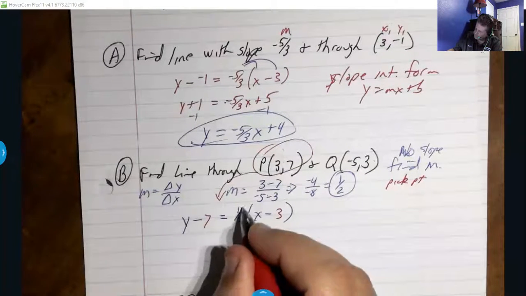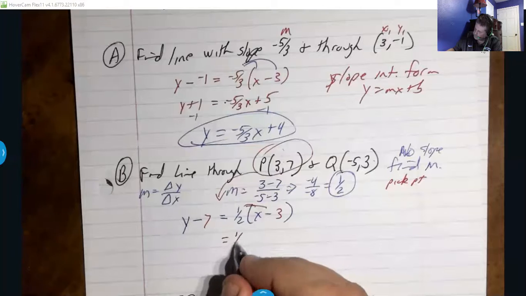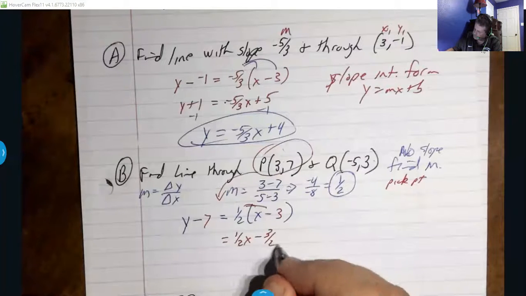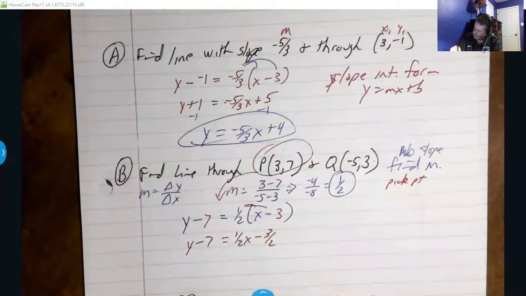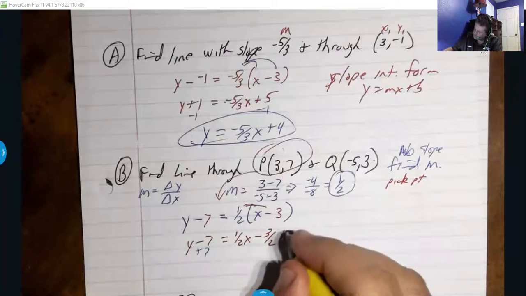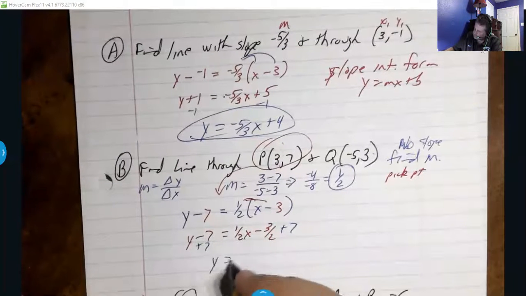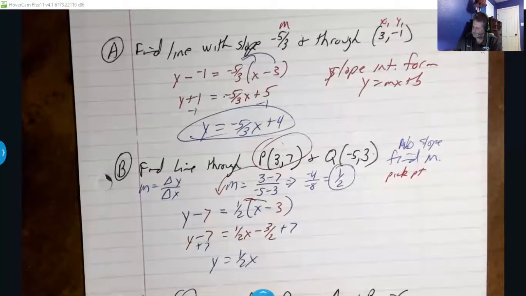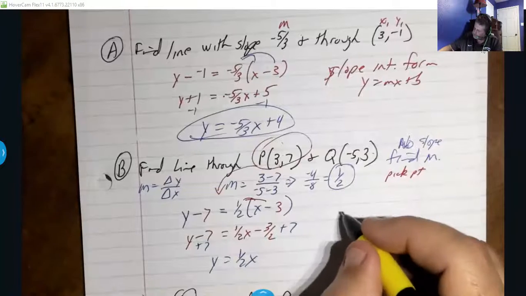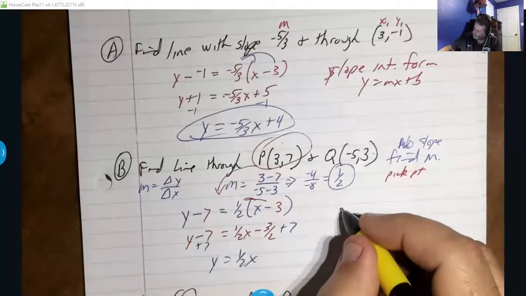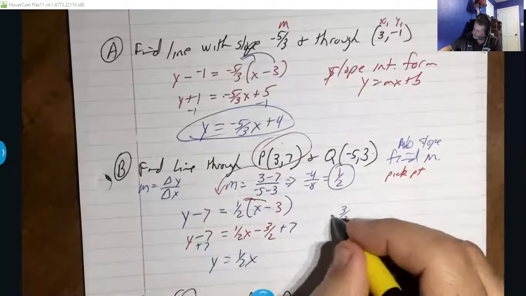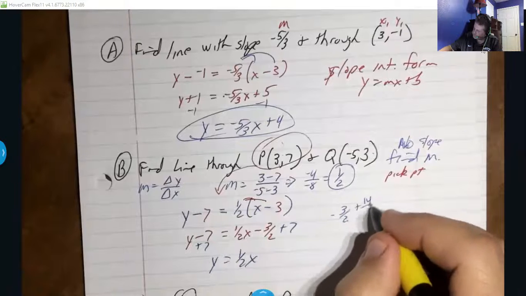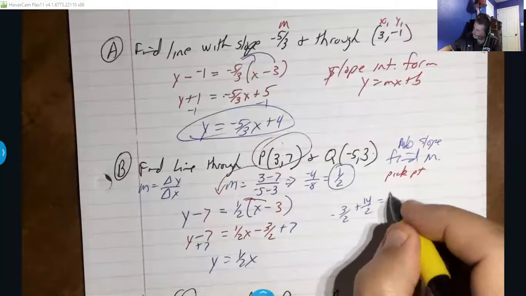So first of all, I'm going to distribute. That's going to be 1/2 x minus 3/2. And I'm going to add 7 to both sides. Now, this is going to be simple enough. Y is equal to 1/2 x. And this is going to be negative 3/2 plus 14/2, which is going to be 11/2.